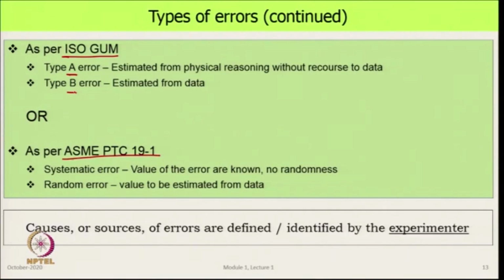Type A errors are those which are estimated from physical reasoning without recourse to data. That means we are not using data that came out from any experiment or measurement, but we are looking at the phenomena, reasoning it out, getting a number, or we say that the instrument itself has been specified to be like this. We use that as an input to get the value of the error.